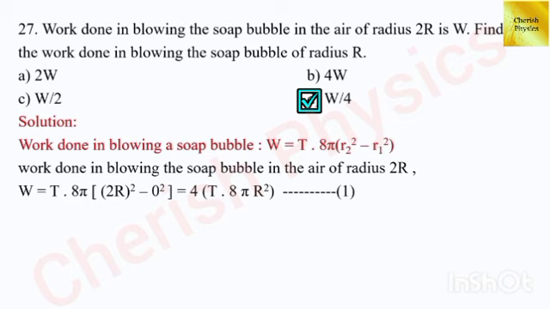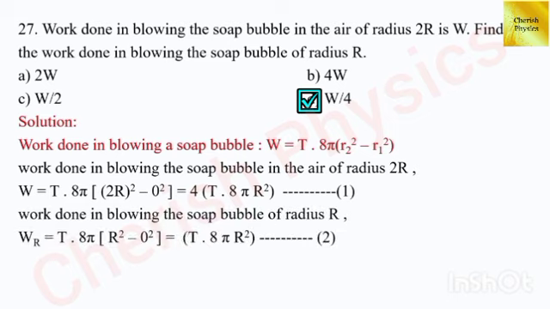In the second case, soap bubble is blown to a radius r, so the work done is equal to T into 8 pi into r squared. On comparing equation 1 and 2, we get W R equal to W divided by 4.